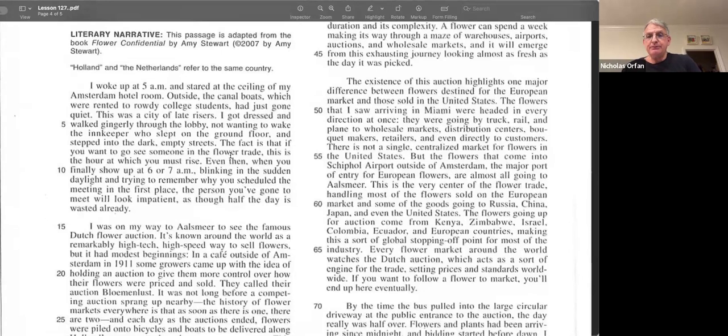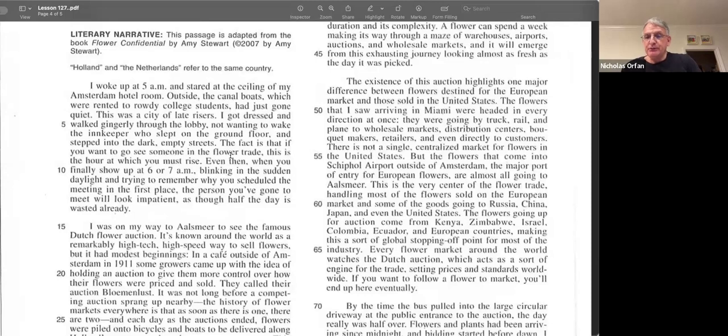But the flowers that come into Schiphol Airport outside of Amsterdam, the major port of entry for European flowers, are almost all going to Aalsmeer. This is the very center of the flower trade, handling most of the flowers sold on the European market and some of the goods going to Russia, China, Japan, and even the United States. The flowers going up for auction come from Kenya, Zimbabwe, Israel, Colombia, Ecuador, and European countries, making this a sort of global stopping off point for most of the industry.